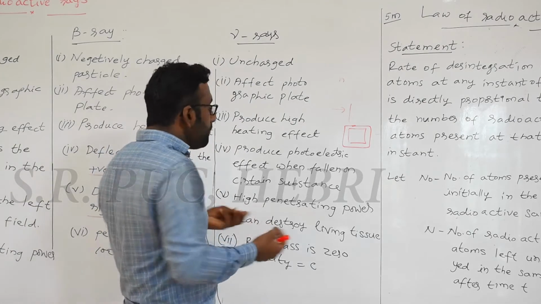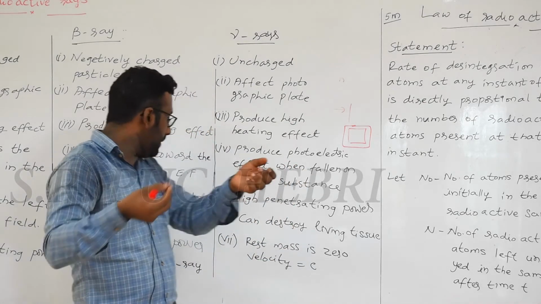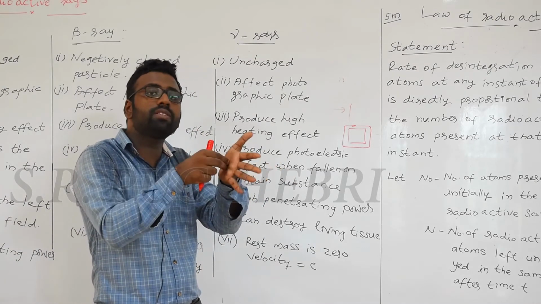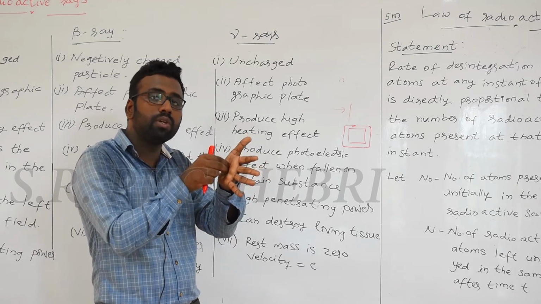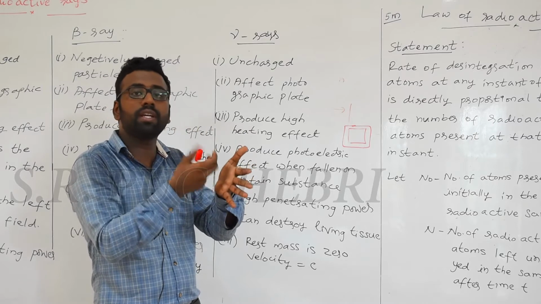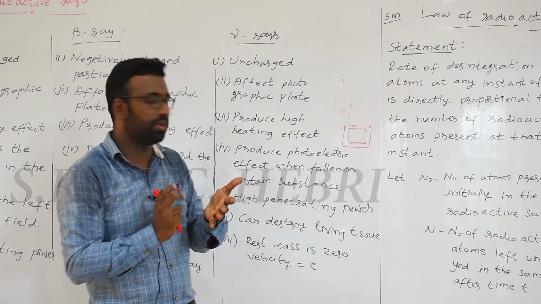The main thing is, when gamma rays fall on a living tissue, the energy of the gamma ray is supplied to the tissue, and the tissue does not have the ability to store that much energy. It suddenly gets burned or destroyed.